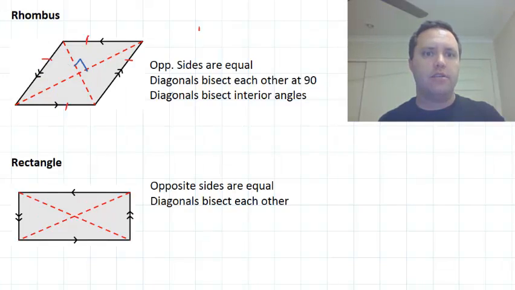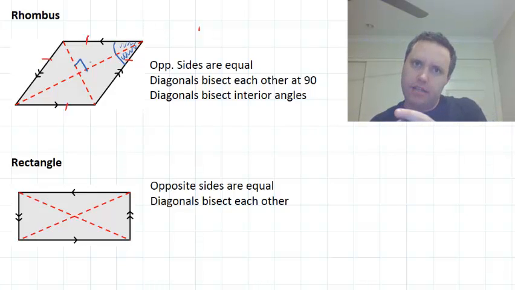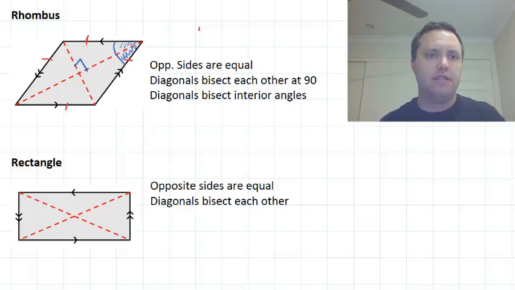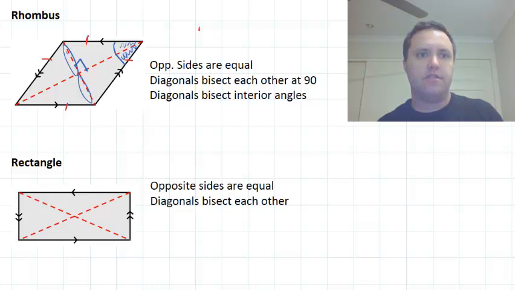And the diagonals bisect our interior angles. That means that with this angle here, this half of it is the same as this half. So it's kind of like the diagonal chops the angle in half. That's what bisect means. So when the diagonals cross here, this length here is the same as this length here. That's what we mean by bisect.